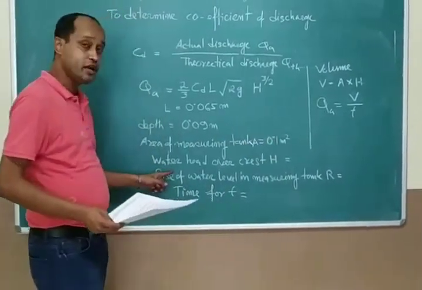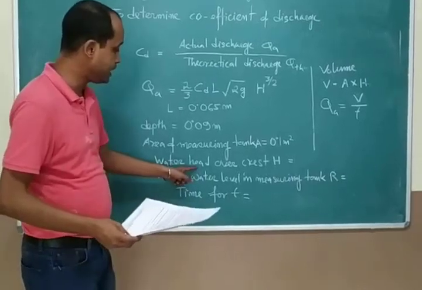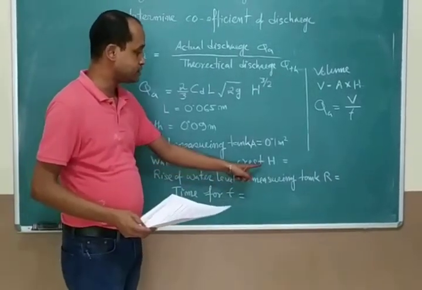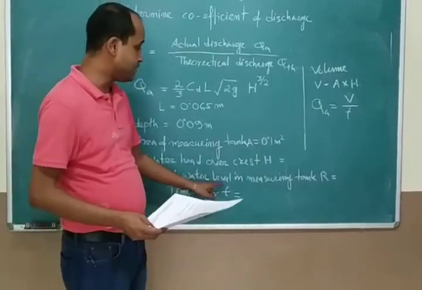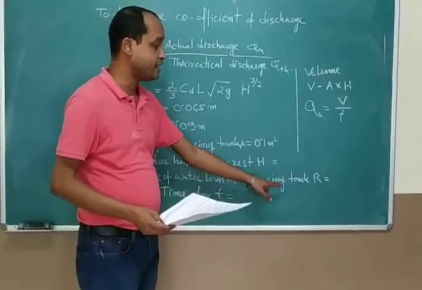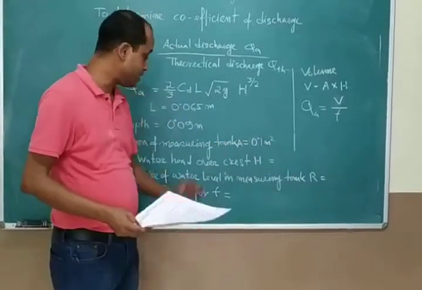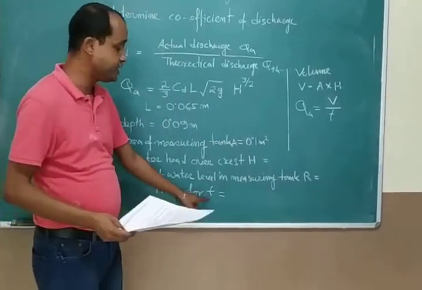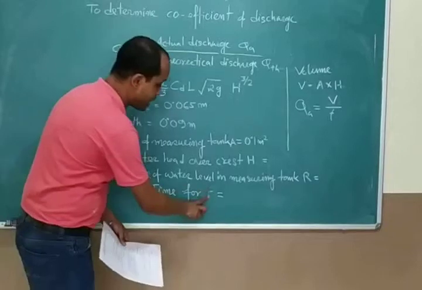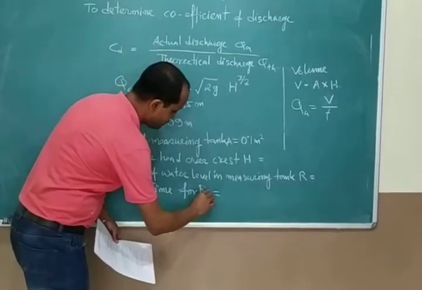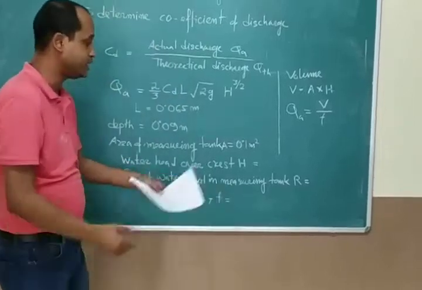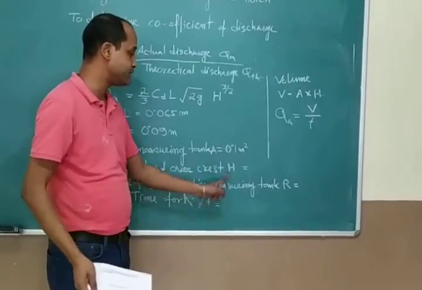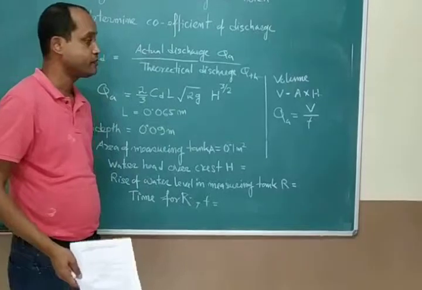Now you have to find out the water head over the crest, that is H, and the rise of water level in the measuring tank, R. And the time for R, that is T, is equal to what? We have to find out only these three parameters: H, R, T.